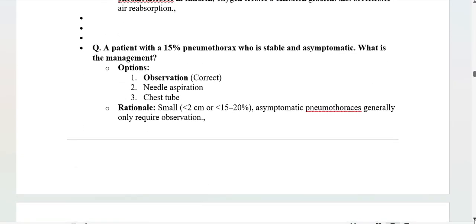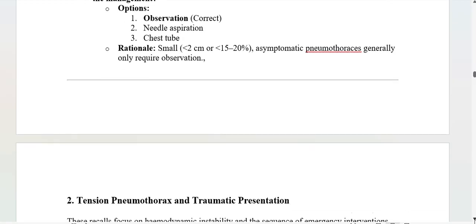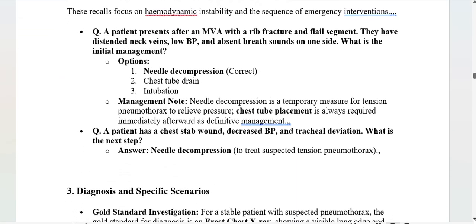A patient with a 15% pneumothorax who is stable and asymptomatic. Stable patient, no need, just observe. It is that simple. Don't look towards the size.